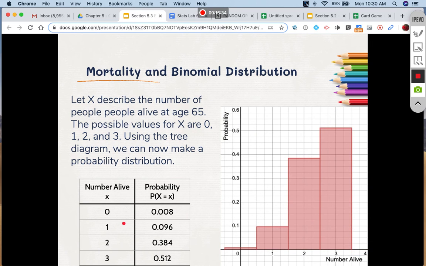Jumping ahead, here is my probability distribution. Here's my histogram now. We can see what that looks like.